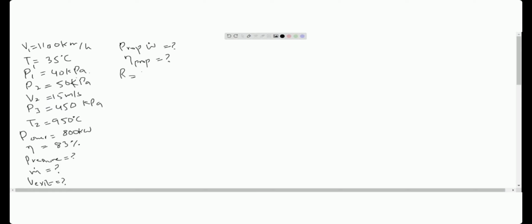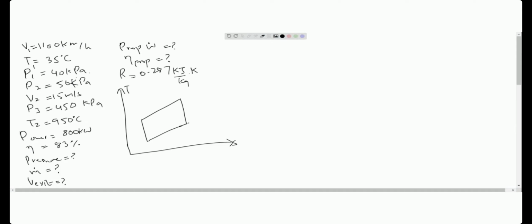Value of gas constant R is given as 0.287 kilojoule per kg dot K. First, we will draw the T-s diagram. Four, five, six.